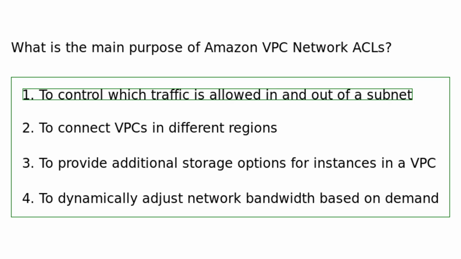The main purpose of Amazon VPC Network ACLs is to control which traffic is allowed in and out of a subnet within your VPC, enabling you to define rules for inbound and outbound traffic based on IP addresses, protocols, and ports.